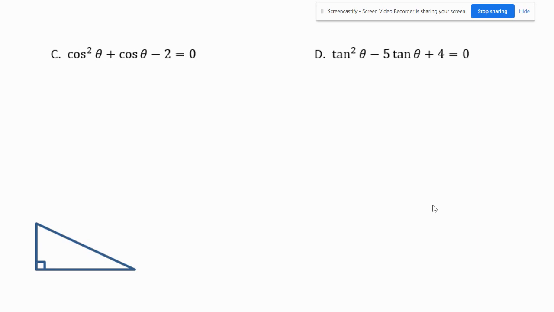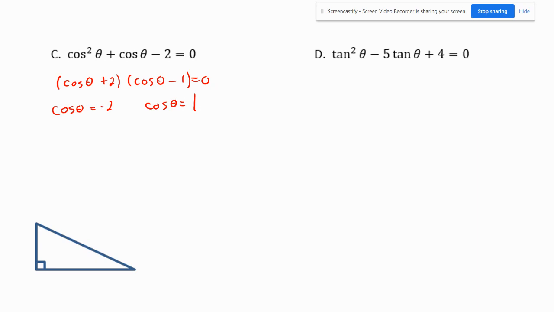Okay, part C. Same idea. We have to solve this one by factoring. So we're going to get cosine theta plus 2, and we have cosine theta minus 1 equals 0. So based off this, it means that cosine theta equals -2, or cosine theta equals 1.